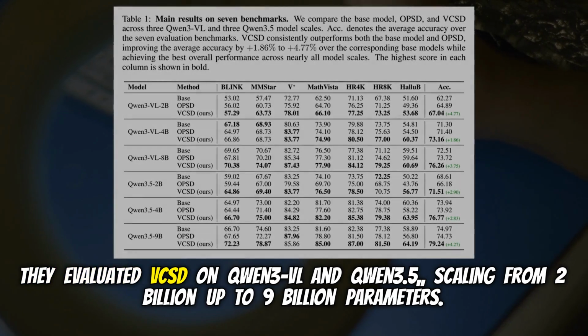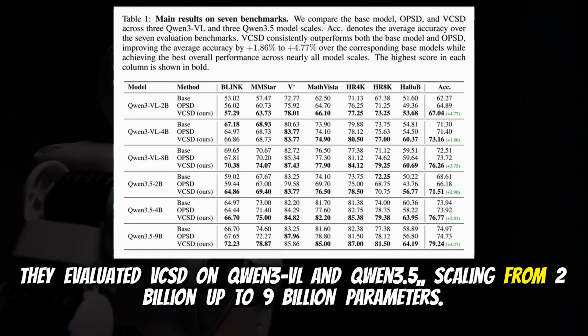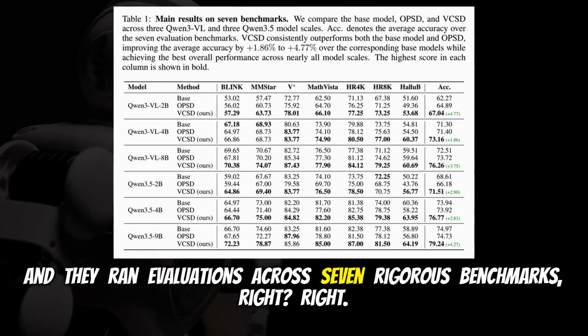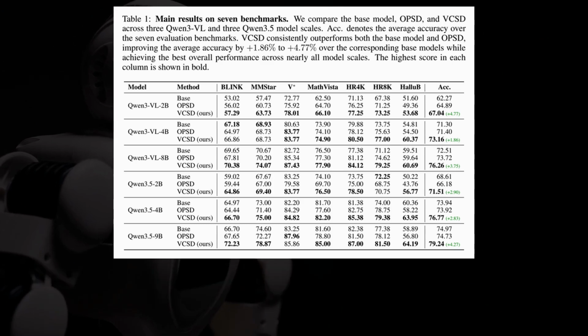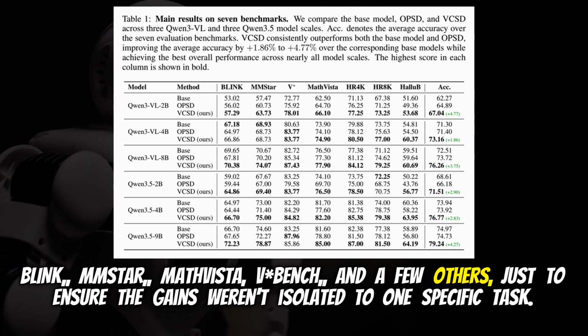They evaluated VCSD on Qwen 3VL and Qwen 3.5, scaling from 2 billion up to 9 billion parameters. And they ran evaluations across 7 rigorous benchmarks, right? Right. BLAnc, MMStar, MathVista, VBench, and a few others, just to ensure the gains weren't isolated to one specific task.